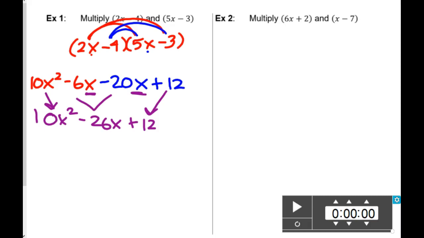There we go. 6x times x is what? 6x squared.